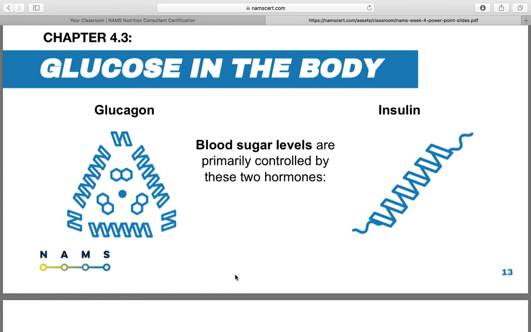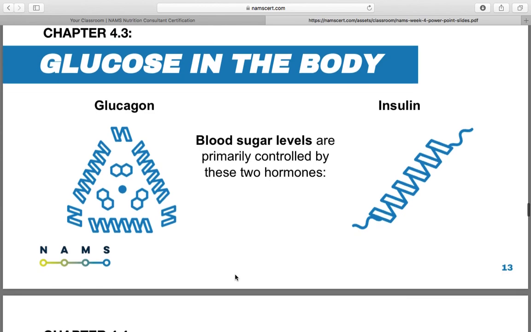Blood sugar levels are primarily controlled by these two hormones, glucagon and insulin. If you ever heard of somebody that has diabetes, they typically have a problem with their insulin, and that's sometimes why they have to take insulin shots or pills.